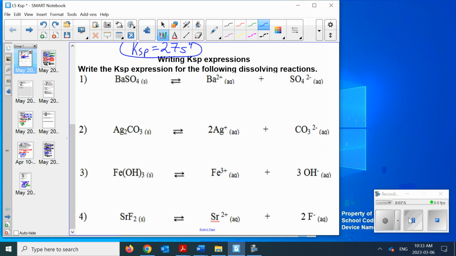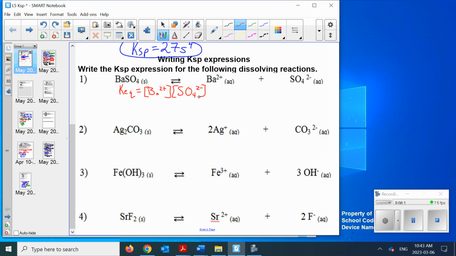If you think you need the full write-out, go ahead and do that. I'm going to whip through these, guys. I'm going to start with the K expression, of course. KQ. And BaSO4. These are balanced. There's no exponents.